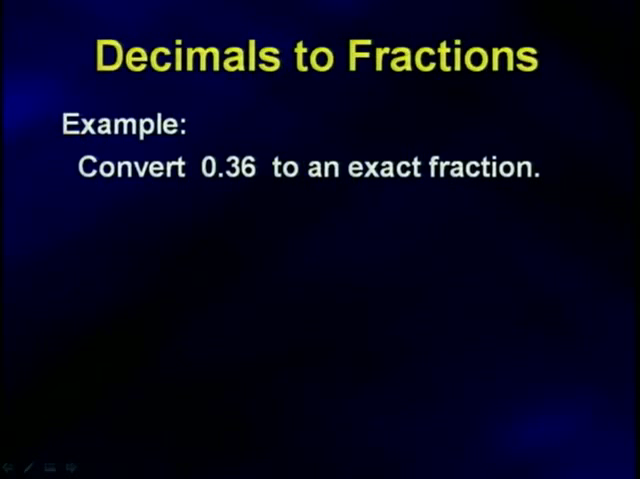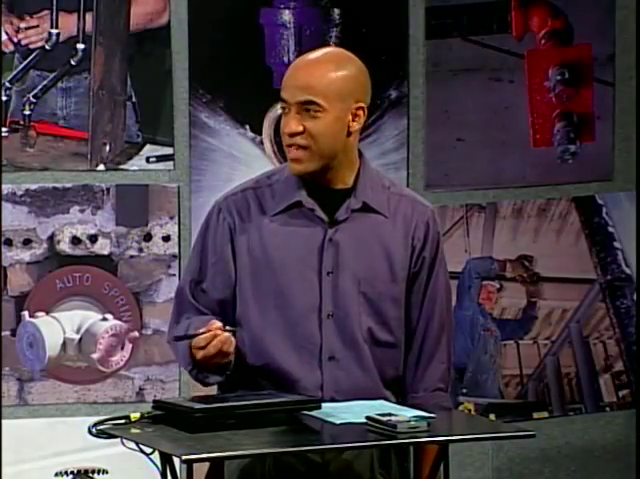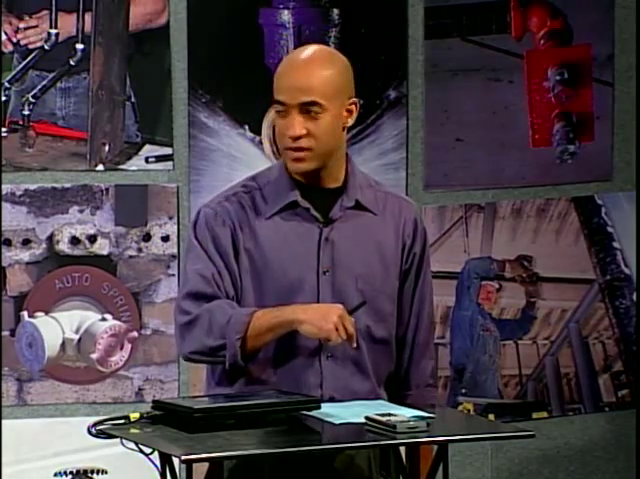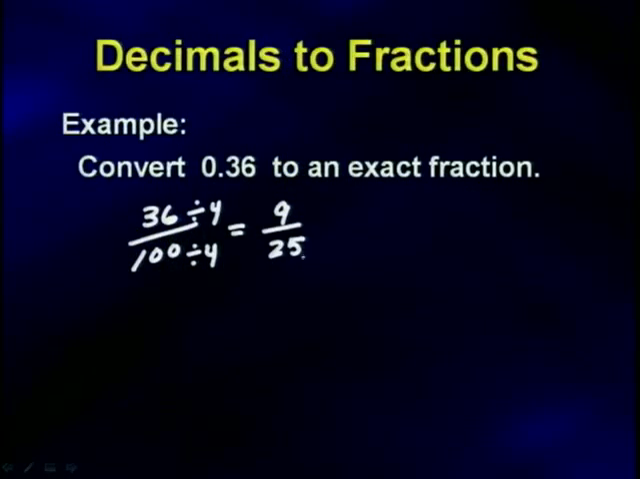Another example, 36 hundredths. So 0.36 is 36 hundredths. And I'm just going to write the fraction like I say the decimal, 36 hundredths. 4 goes into both of these. 4 will go into 36 9 times, and it'll go into 100 25 times. Remember that your calculator will reduce that for you, like I showed you in the previous lesson, lesson 3. So 9 over 25 is the same as 36 hundredths.